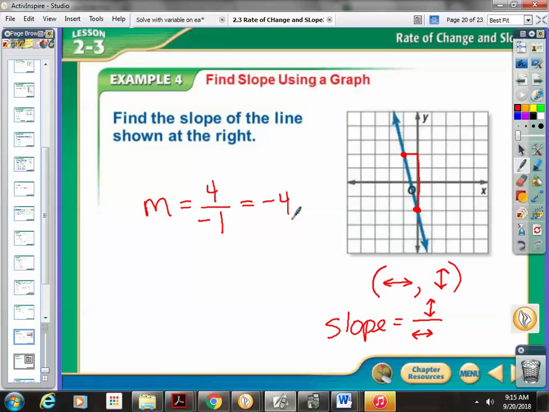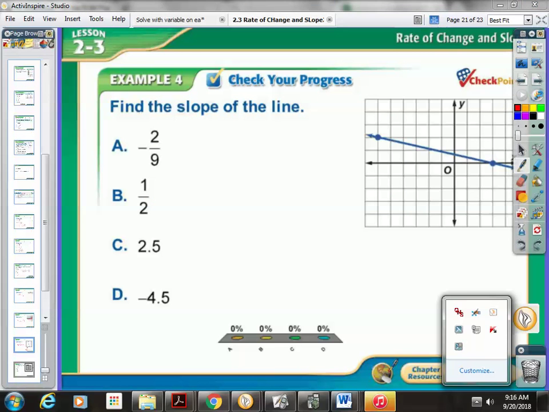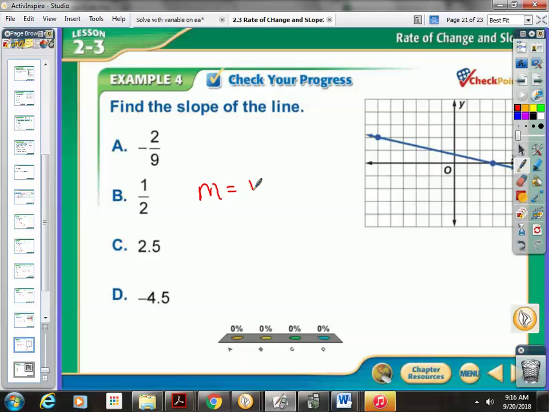I want you guys to try the last one there on your next page, please. Try it on your own, and then we'll talk about it together. Finding slope, that formula is rise divided by run. So I'm going to start here. That means I'm going to go down how many units? 2, so that'll make it -2. I'm going to go to the right, how many spaces? 9. -2/9. Letter A is the correct answer. Good job. Everybody else all have that in here.